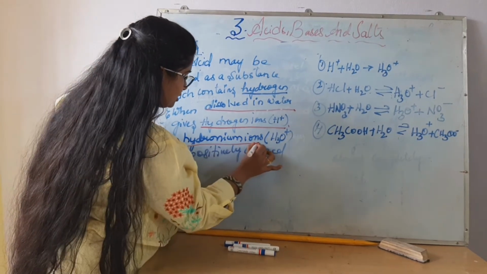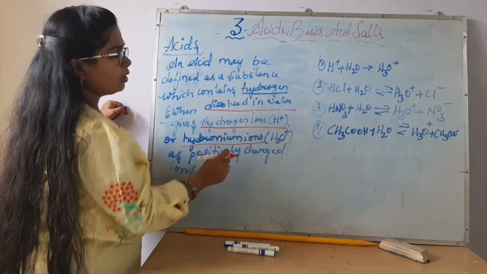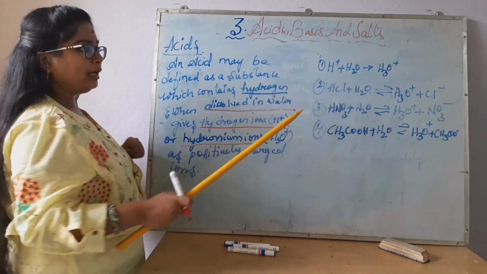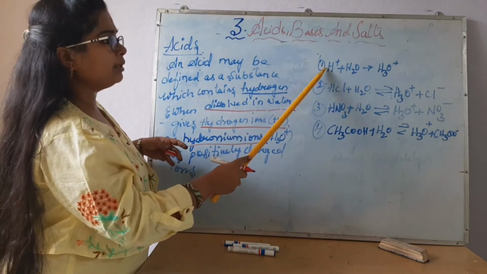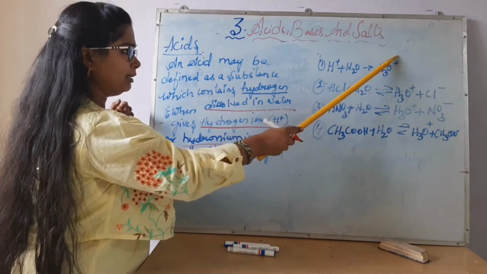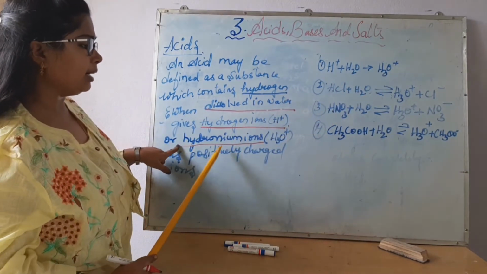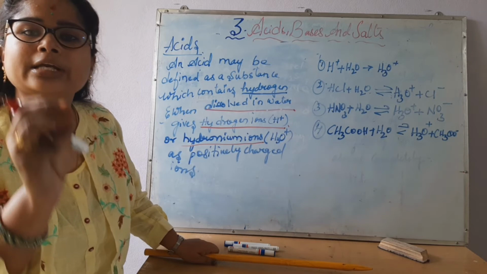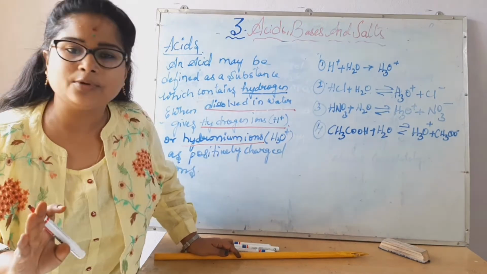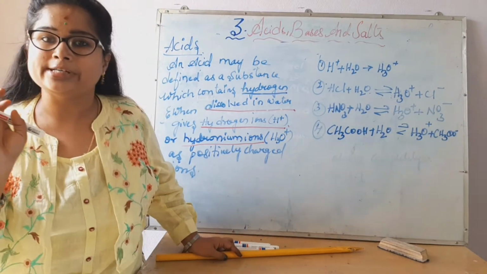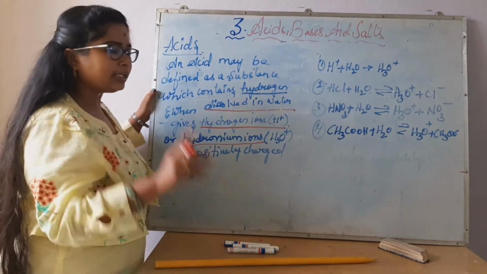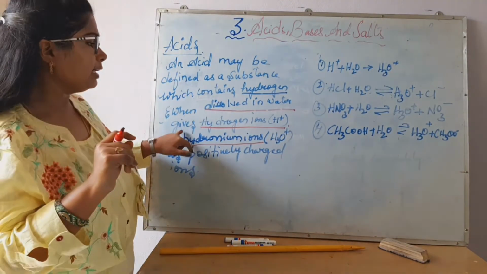Now, these hydrogen ions are called what? Hydronium ions. See, one H plus here, H plus H2O. If I say one H is coming out from the acid, and it combines with H2O, water, then H3O plus is going to form, and it is called the hydronium ion. You are not supposed to call it two hydrogen atoms or three hydrogen atoms and one oxygen atom. No, it's a hydronium ion.